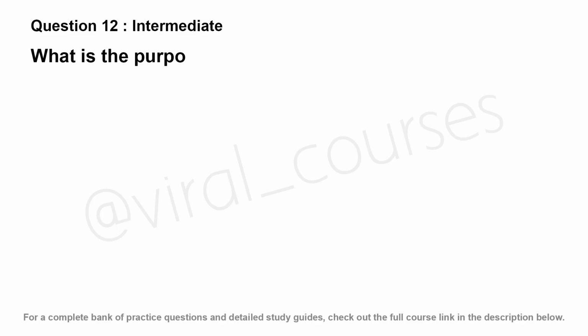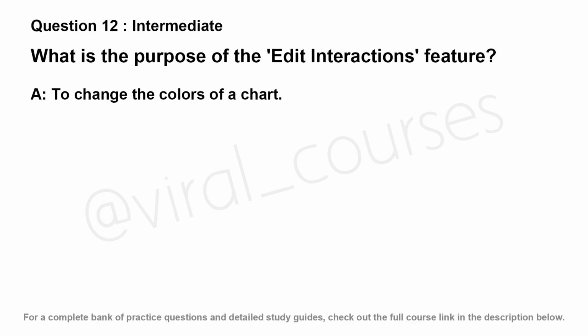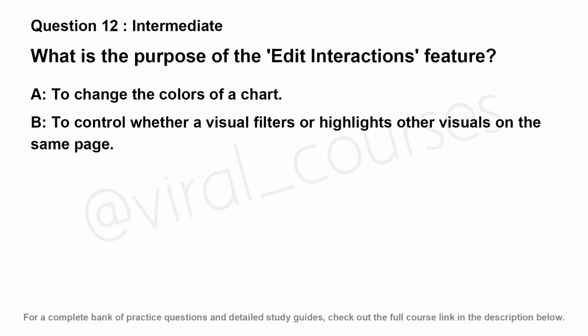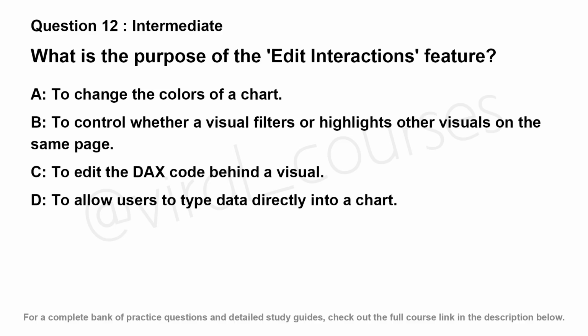What is the purpose of the Edit Interactions feature? Option A. To change the colors of a chart. Option B. To control whether a visual filters or highlights other visuals on the same page. Option C. To edit the DAX code behind a visual. Option D. To allow users to type data directly into a chart.